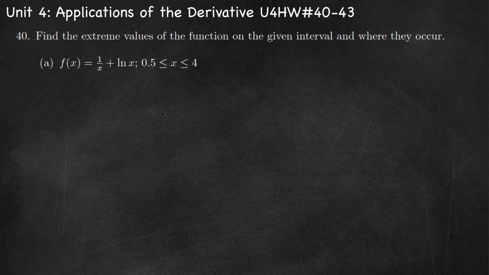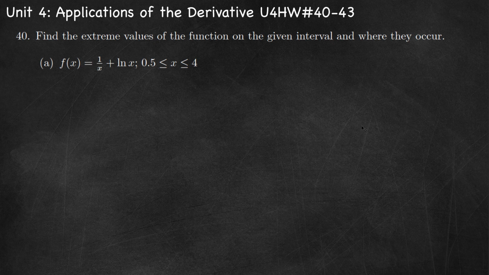Hello, in this video we'll be working through Unit 4 homework problems 40 through 43, and these problems deal with finding absolute extrema or global extrema. Number 40 asks us to find the extreme values of the function on the given interval and tell where they occur. So we have the function f of x equals 1 over x plus ln x, and we want to find the absolute maximum and absolute minimum on the interval between x equals 1/2 and x equals 4.